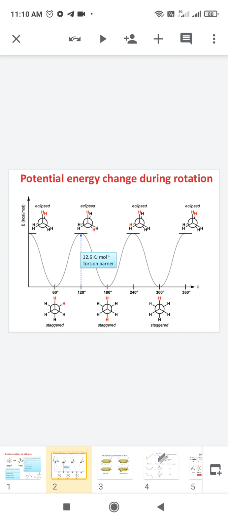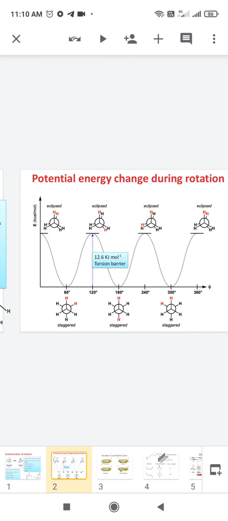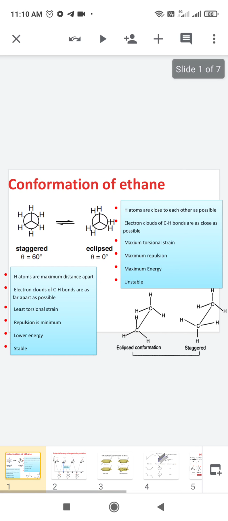Why is the eclipsed conformation less stable than the staggered? That is an important question. The staggered conformation is devoid of torsion strain and the repulsive force is minimum, since the hydrogens are at maximum distance apart. So that's why the staggered conformation has the least energy.